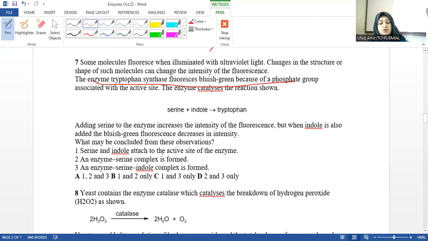Serine and indole attach to the active site of the enzyme. Yes, they do attach to the active site of the enzyme, and of course the changes will happen in the active site. Then in enzyme, serine complex is formed. Yes, a complex between the substrate and the enzyme is being formed. And enzyme, serine, and indole complex is formed. That is also correct. All of these three can be the reasons for the decrease in the bluish green fluorescence.